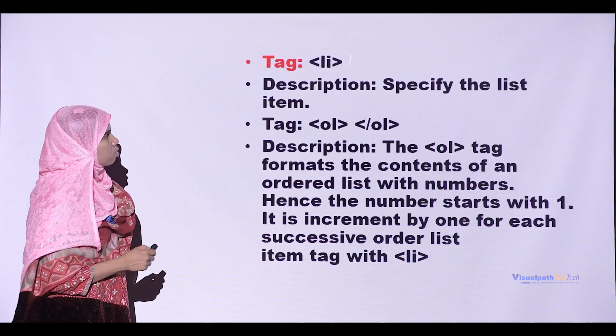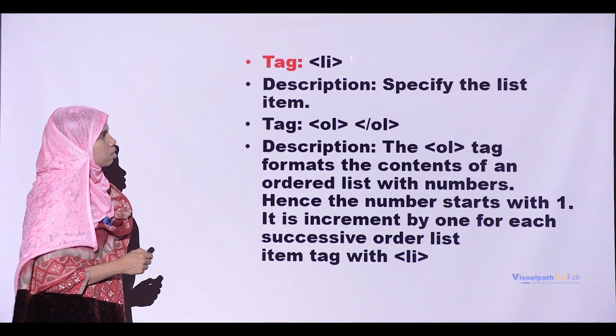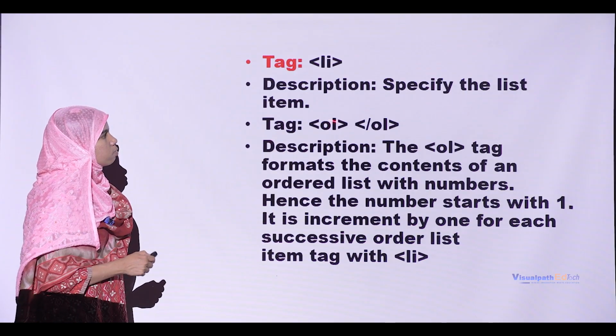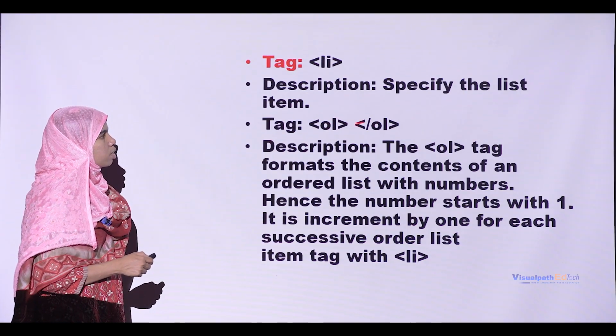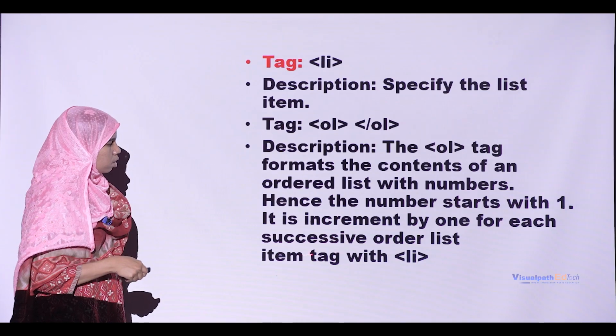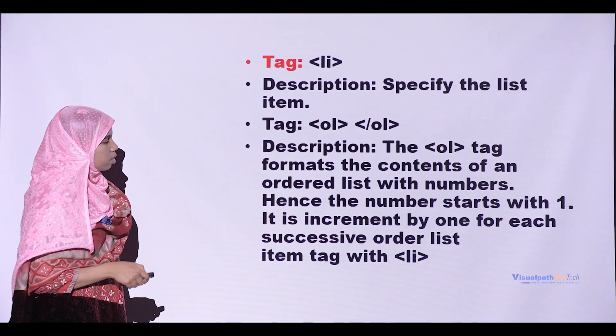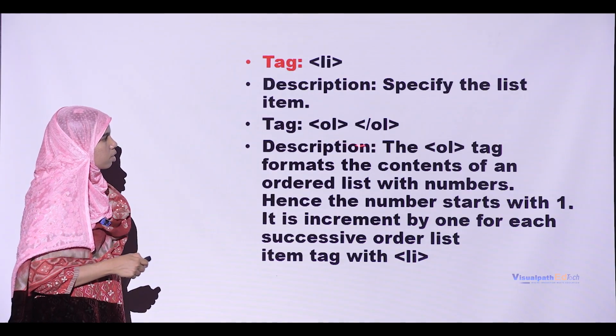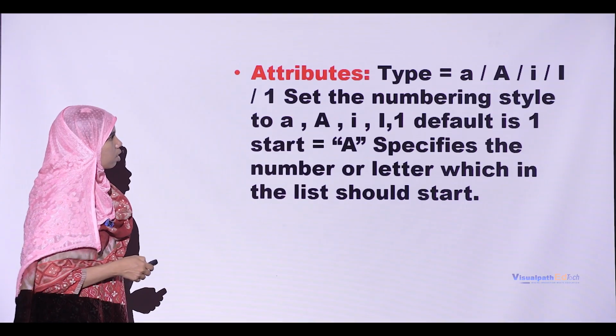So what is the tag used here? Li. Li is the tag for the list item. For an ordered list, we use the tag OL, opening and closing, and it will have the list items in between. Li opening, Li closing, you will be forming either OL or UL.